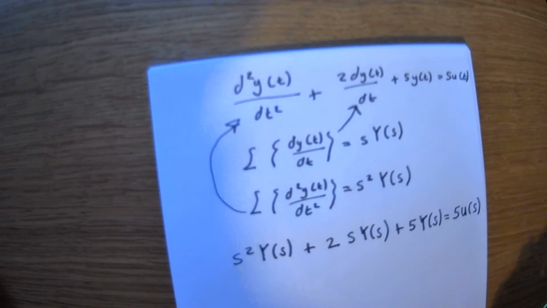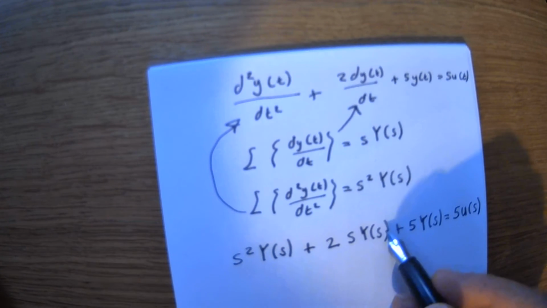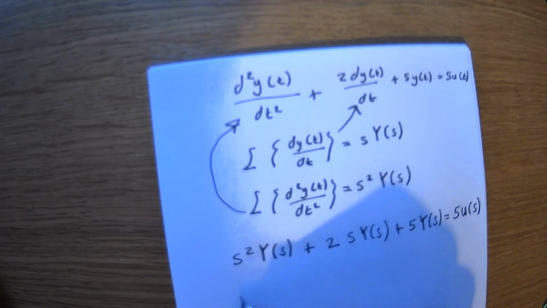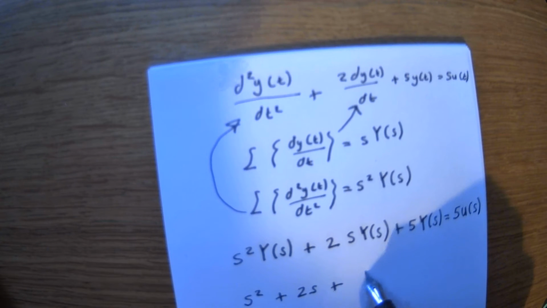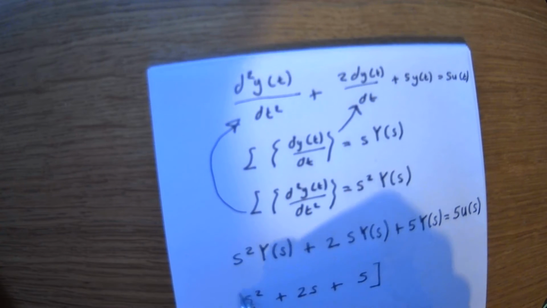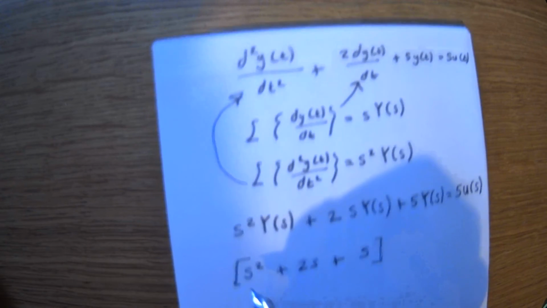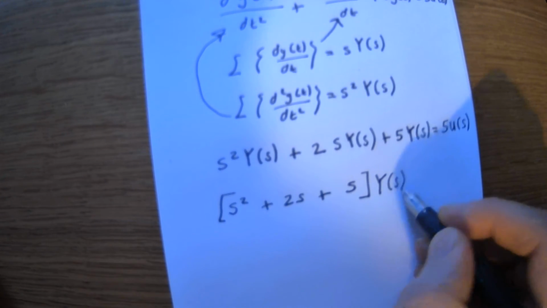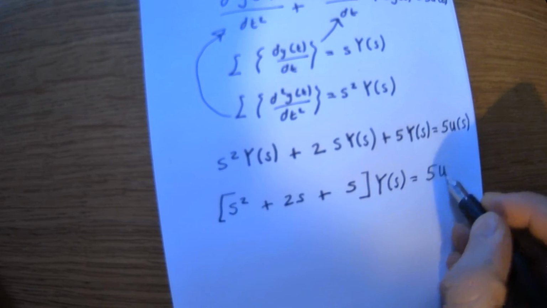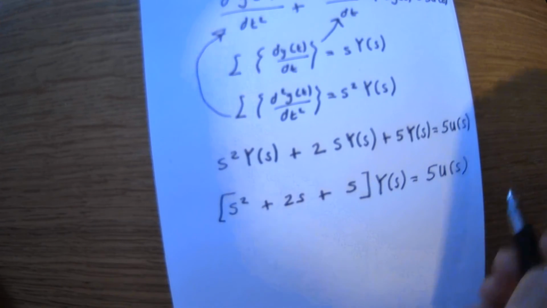So then if I'm looking at that, you can see Y of S is common to all these, so I can just simplify it. So S squared plus 2S plus 5, put in square brackets, and put Y of S because that's what's common, equal to 5 capital U of S.